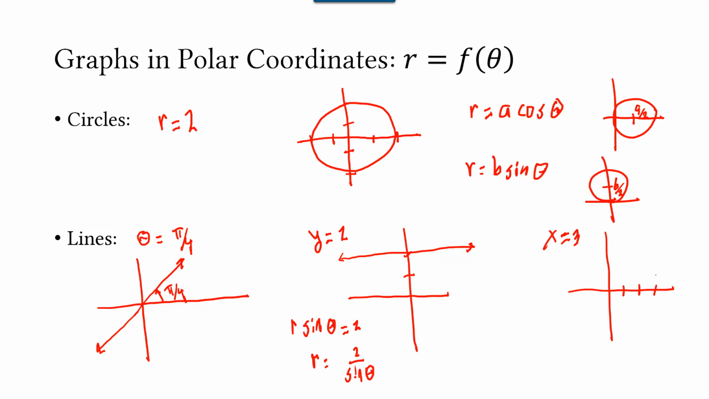If, for example, we wanted the line x equals 3, then we would set r cosine theta equal to 3, so that r would be 3 over cosine theta.